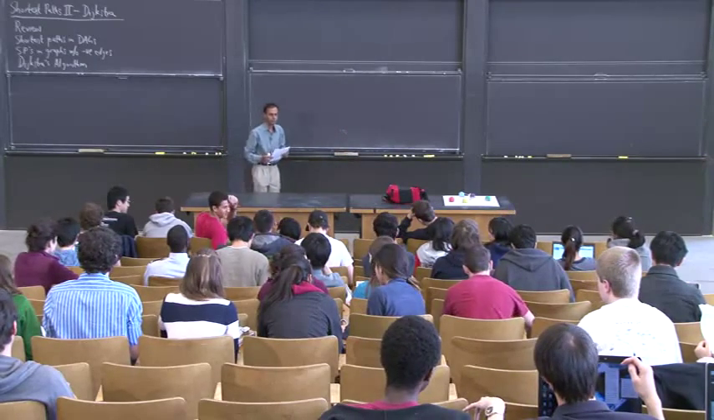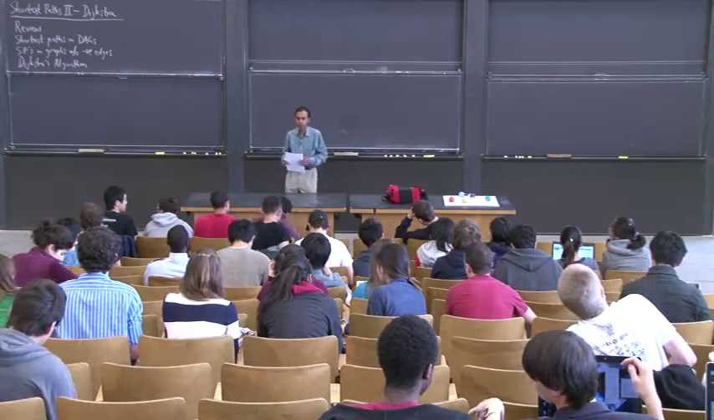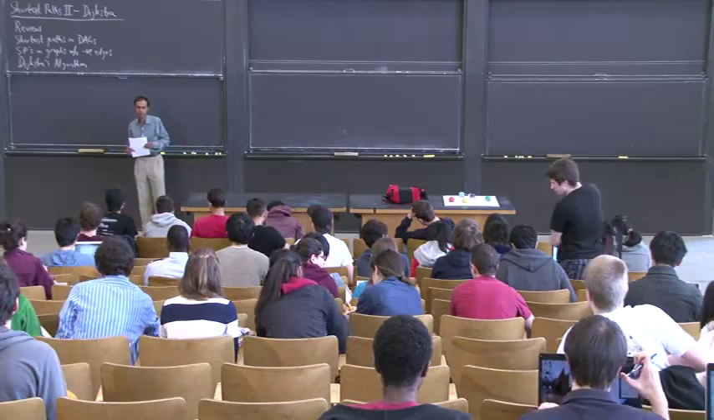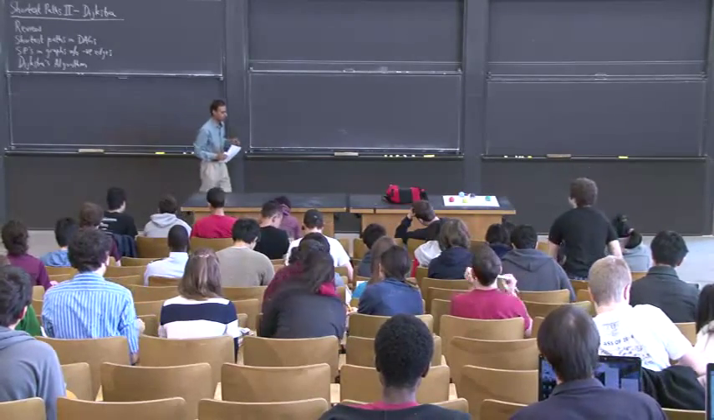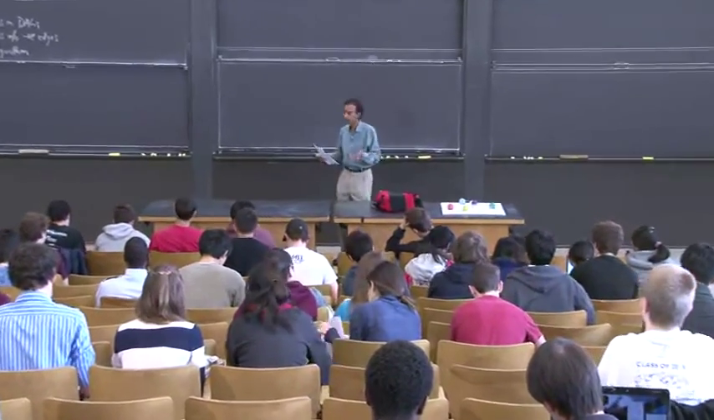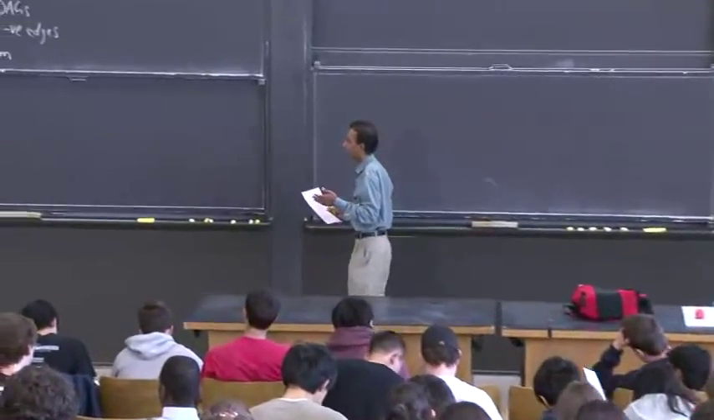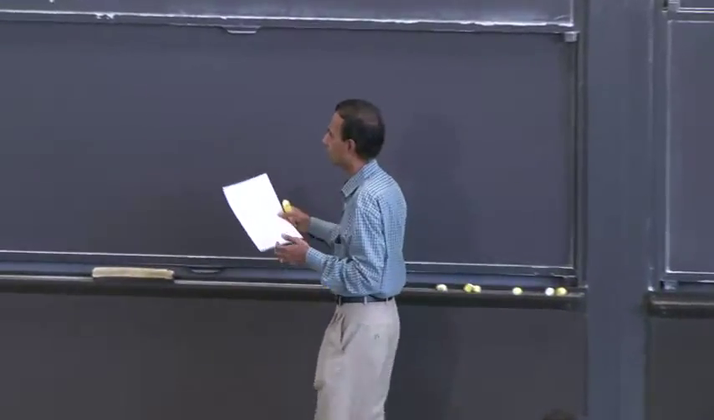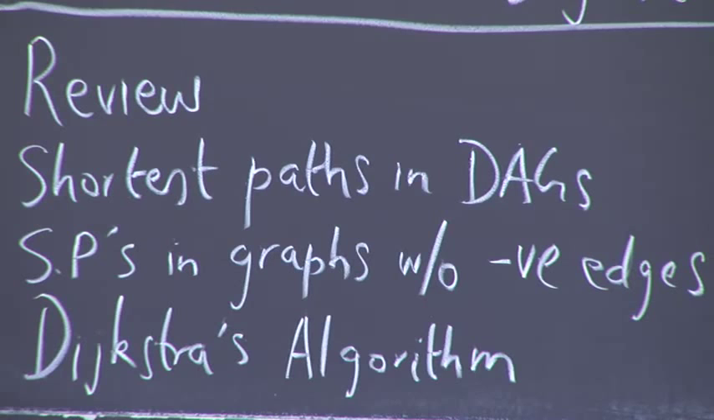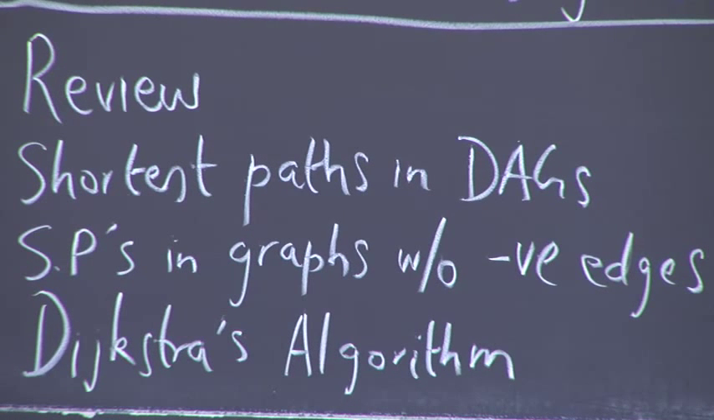Good morning, everyone. Let's get started on lecture number 2 in a 4-lecture sequence on shortest paths. Last time, we talked about a general structure for a shortest path algorithm. Today, we'll look at a concrete algorithm that's due to Dijkstra. And before we get to that, I want to do a little bit of a review of the concepts that we covered in the lecture last week.